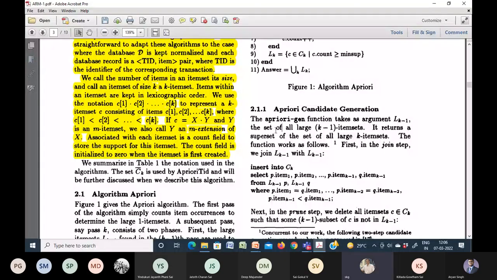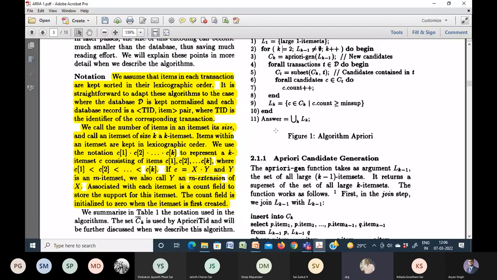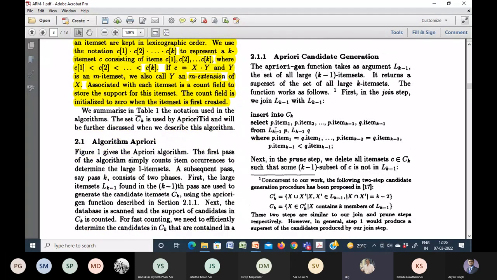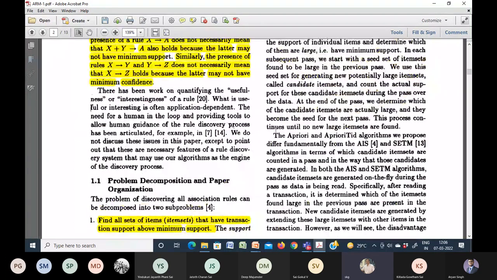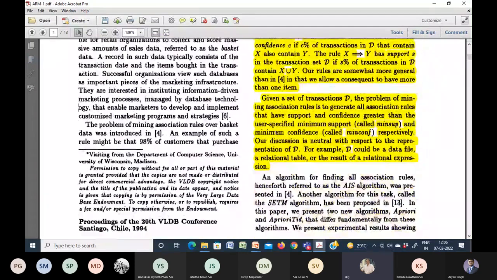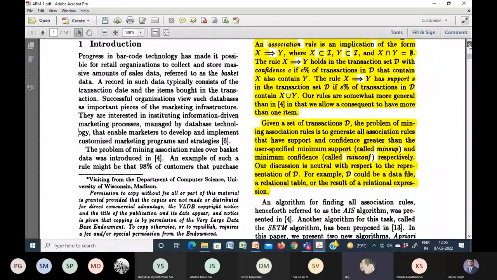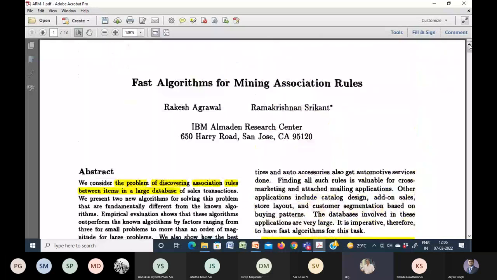Today we'll first look at one of the leading works in this area. This paper is very well referred, and then we'll see some PPT from the same thing. But let me start with this paper itself. So this is an algorithm for mining association rules.